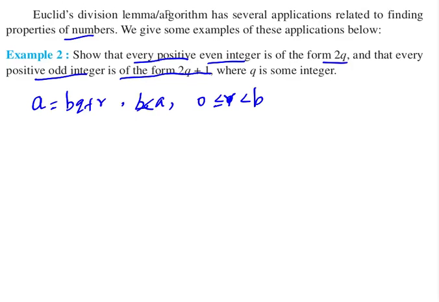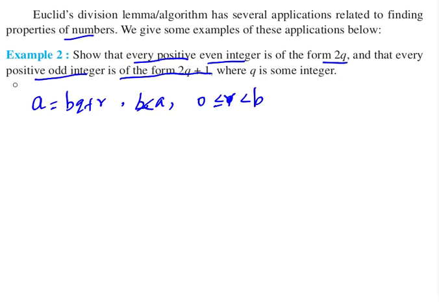Euclid's division lemma or algorithm has several applications related to finding properties of numbers. Here are some examples. We are going to be proving this about integers. Show that every positive even integer is of the form 2q, and every positive odd integer is of the form 2q plus 1. So these two we have to prove.